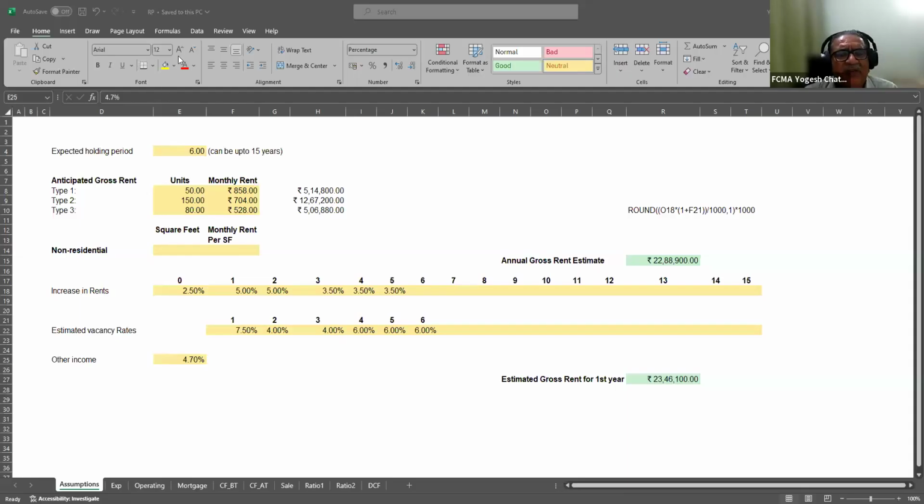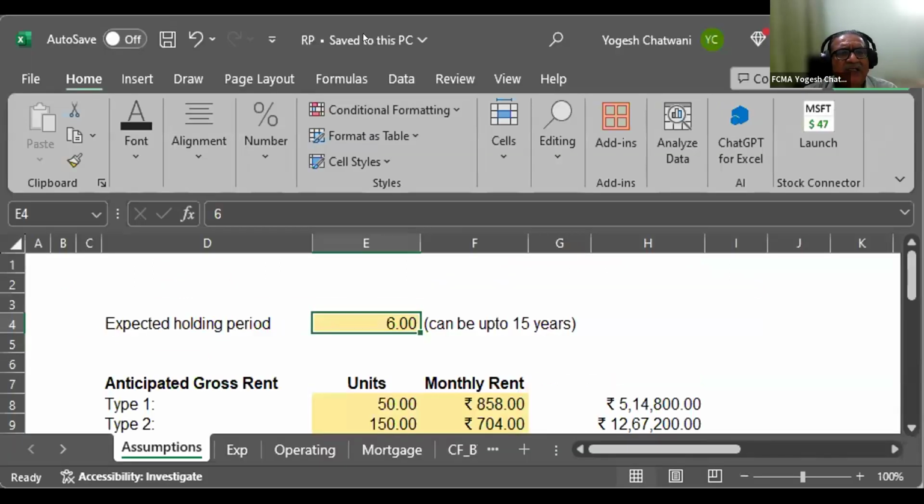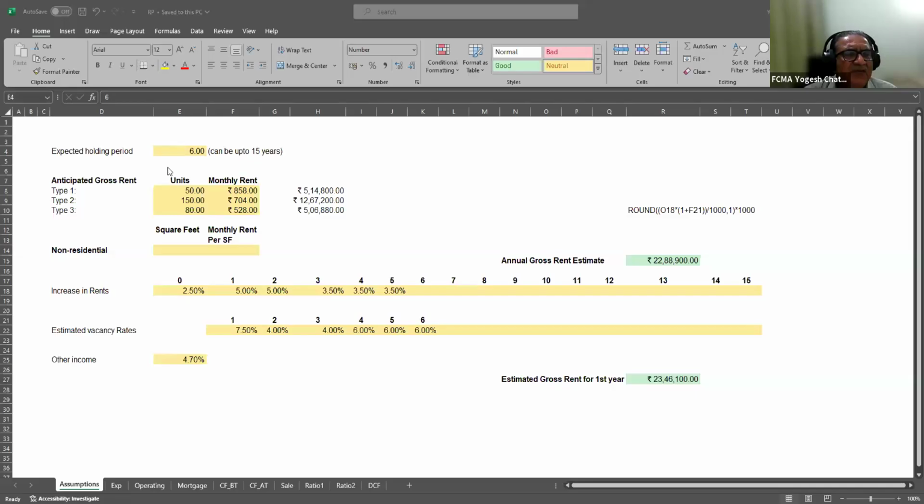This is a very, very brief one, because time is limited. We are starting with the assumption. So let me adjust this. Just give me a minute. So this is starting with the assumption. That is the first sheet, assumption.